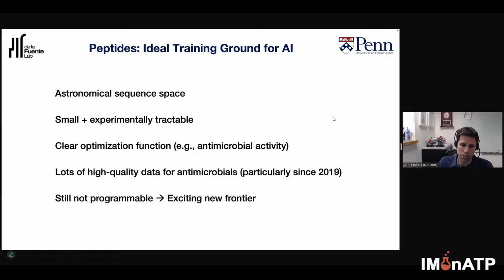Peptides, because they're small proteins, are experimentally tractable. We actually have robots in the lab that make these small peptides, and so we can make them in a high throughput manner, and we can scale up, and we can do all of that. So that's also really an amazing property of these compounds.